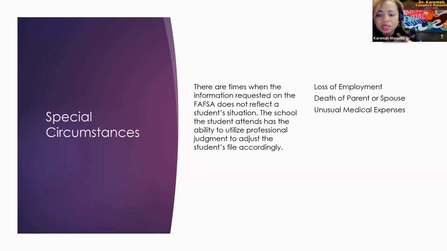These special circumstances can include loss of employment or income, death of a parent or a spouse, unusual medical expenses, and other items. But these are some of the more common ones that we see. These processes are unique to the institution the student is attending. So it is really important that if a student does have a special circumstance, that student finds out what that process is at that particular institution so that the student can follow that institution's processes to start their professional judgment process at that particular school.